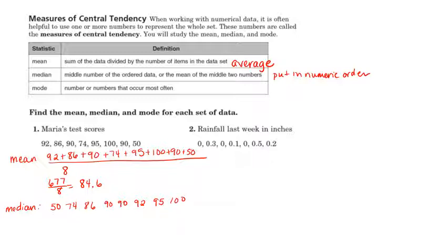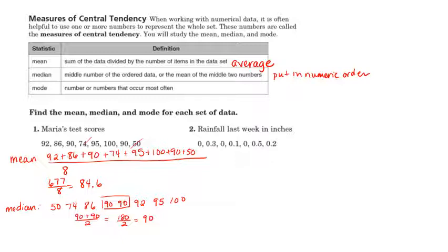Okay, they were all there. So sometimes as I go, I'll cross them off, like, oh, I used 50. Oh, I used 74. All right, so now we want to find what's in the middle. There's 8, so there's 2 in the middle. Sometimes there'll be just 1 in the middle, and then that's your solution. So since there's 2 of them, I'm going to add them together and divide by 2. 90 plus 90 is 180. Divide by 2 is 90, which makes sense because in between 90 and 90 is 90.